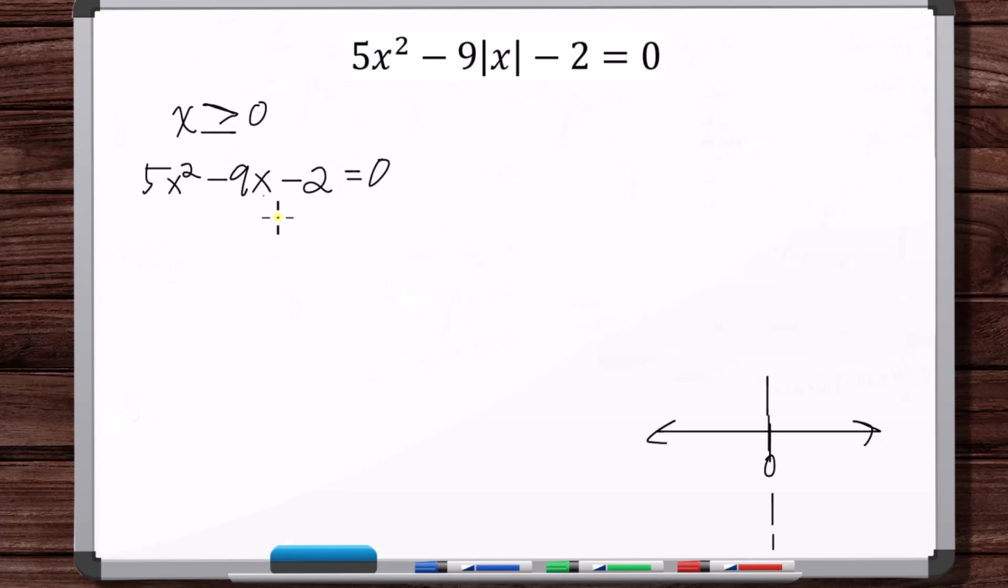So we've got, let's see, 5 times 2. Let's see if we can factor this. So 5 times minus 2 is minus 10. So we could do minus 10x plus x.